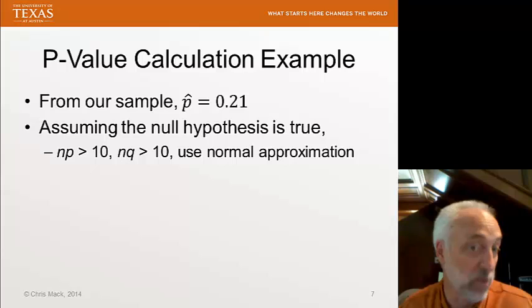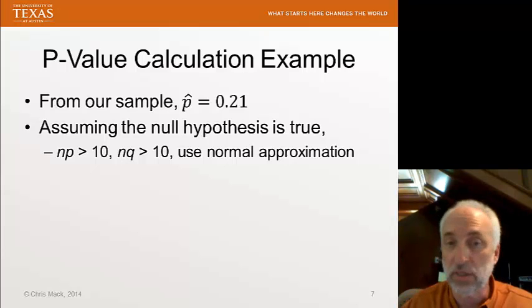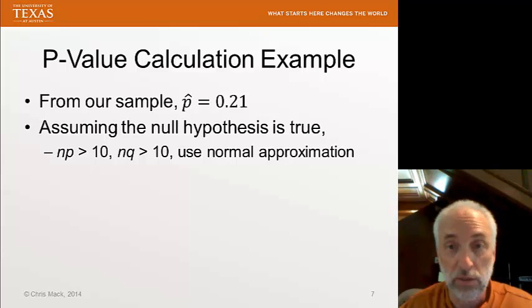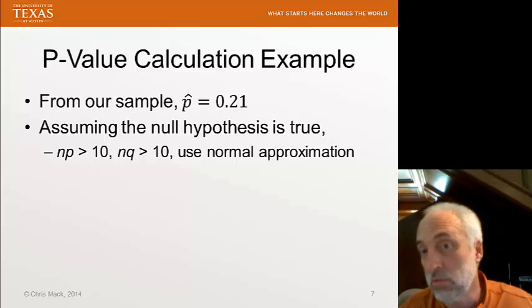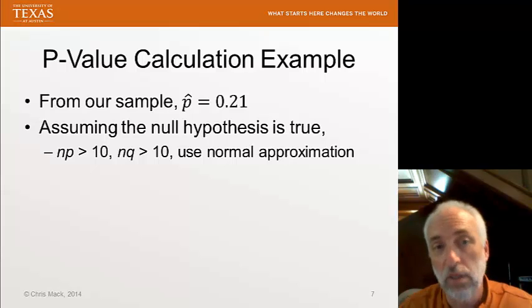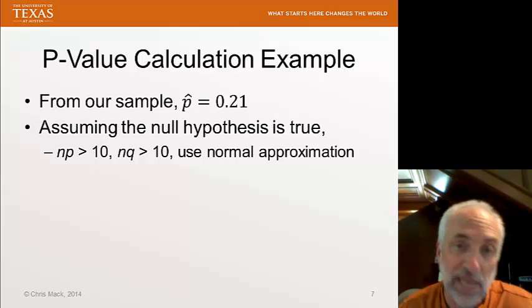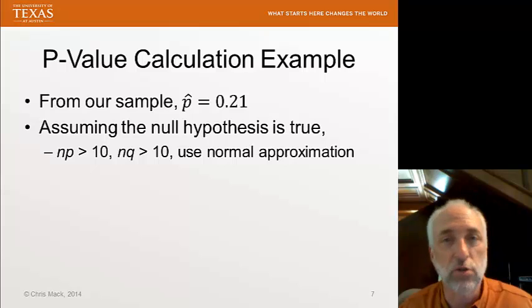So we're going to ask the question for our sample, is n times p greater than 10 and n times q greater than 10? Well, p is 0.26, q is 0.74, and n is 100. So both of these numbers are bigger than 10, and the normal approximation is a good approximation to make.